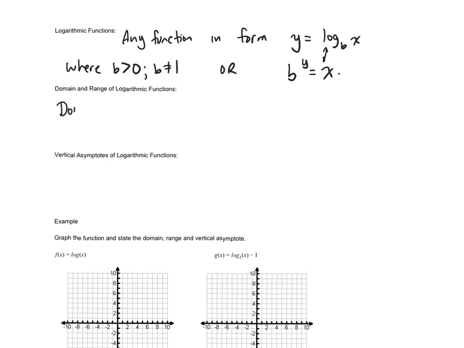Now, domain and range get switched for a logarithmic function because they are inverses. So the range is always negative infinity to infinity for a log function, nothing changing. And the domain is going to become 0 to infinity unless we change where it starts. Just like you could change the horizontal asymptote and change the range for an exponential, we can change the domain for a log.